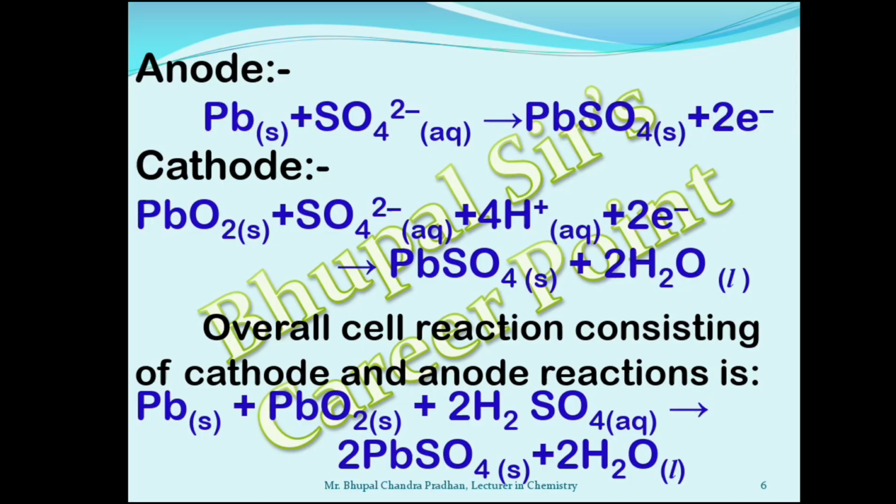At cathode what happens? The lead dioxide takes sulfate ion and hydrogen ion from the solution, gets the 2 electrons created from the anode, and becomes lead sulfate and water. Thus the overall cell reaction consisting of cathode and anode reaction is lead solid plus PbO2 solid plus sulfuric acid aqueous gives us lead sulfate solid and water liquid.